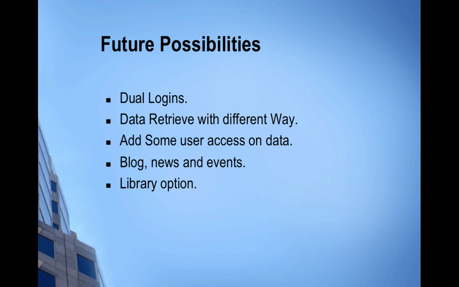I'm going to add some user access on data. As an example, we do use college banner, so it's going to have some options: anyone can add courses and drop courses. I'm going to put this type of access as well. Blog, news, events, and library options I'm going to put in further. Anyone can comment on news or whatever I post on the college website, and I'm going to add a library option to add books, find books, this stuff.